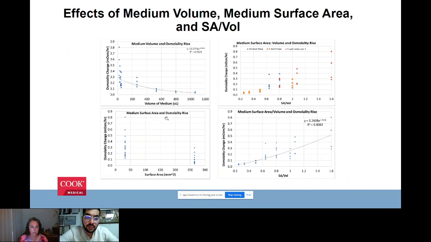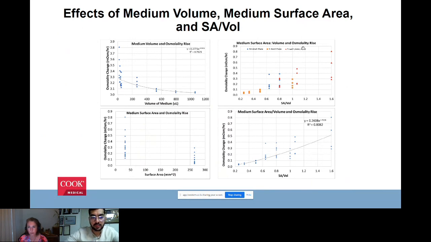Here we have the medium surface area and the osmolality rise, and we have only 2 different surface areas because we used the 96 well plate and the 5 well plate. So we only had 2 geometries. The smaller surface area seems to have a higher effect, but that's because a bigger volume is associated with the surface area.